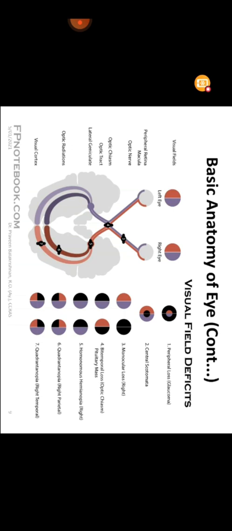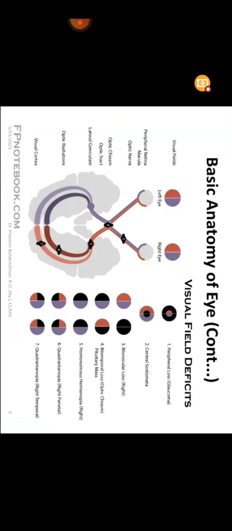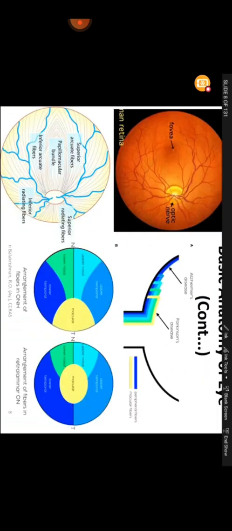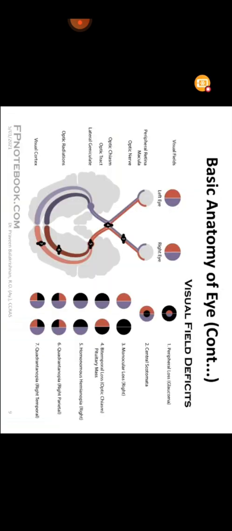And the first one, peripheral loss, as we discussed in the earlier slide. The peripheral loss happens when the macular area is preserved and all the other areas, that is the superior arcuate, inferior arcuate, inferior radiating and superior radiating fibers, are damaged. In such cases you will have a peripheral loss of vision, which is usually seen in glaucoma.